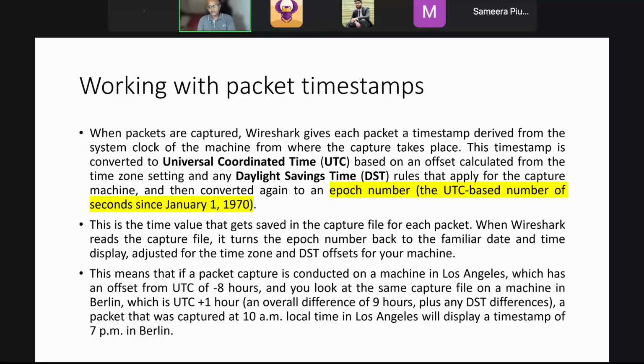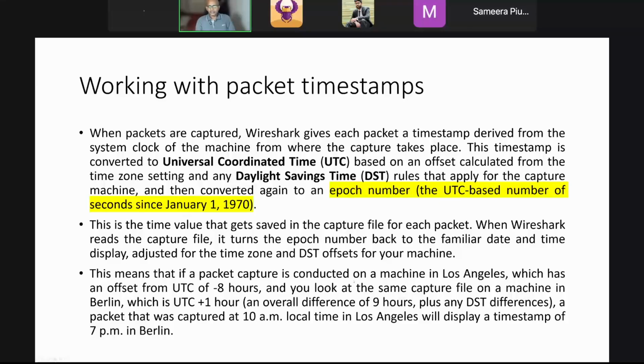This is the time convention around the globe. This is the time value that gets saved in the capture for each packet. Then Wireshark reads the capture file and converts the epoch number back to the familiar date and time. Let's say you captured on one machine and you are transferring it to a colleague in your office to analyze. He is not in your country and is somewhere else. Once you open it on somebody else's machine, the time shown is based on the criteria of that particular destination machine. So you can play around with this, and you can get the original time as well. But usually this is how Wireshark behaves in terms of opening.